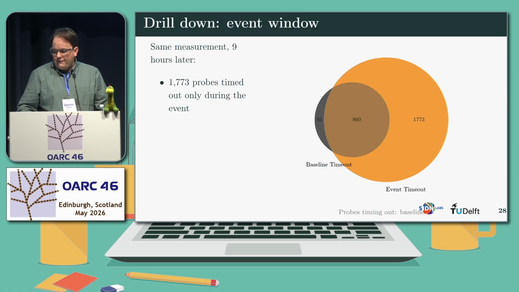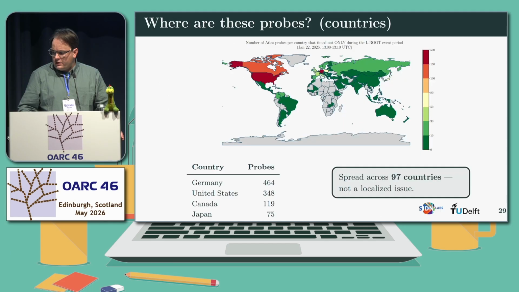And this graph here shows that 1,700 probes, this Venn diagram, only time out during the event. So that's the new ones, the spike. And if you look at where they were distributed, they were all across the world. It's like 97 countries, mostly from Germany and the US. And so that begs more questions: why does this happen, right?